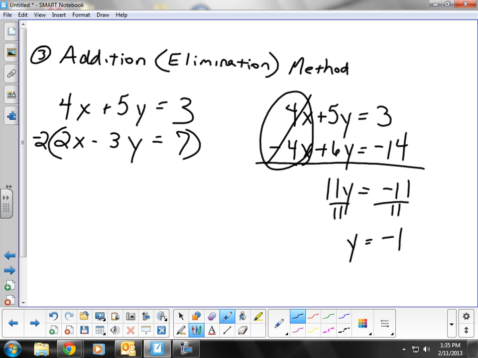Now, am I finished with this problem? Because I've got to find the x to go with it. Now, how do I find the x to go with any y? In one of these two equations, right? Doesn't really matter which one. Well, I don't care. You all use the top one or the bottom one. The top one. So I've got 4 times x plus 5 times negative 1 equals 3.